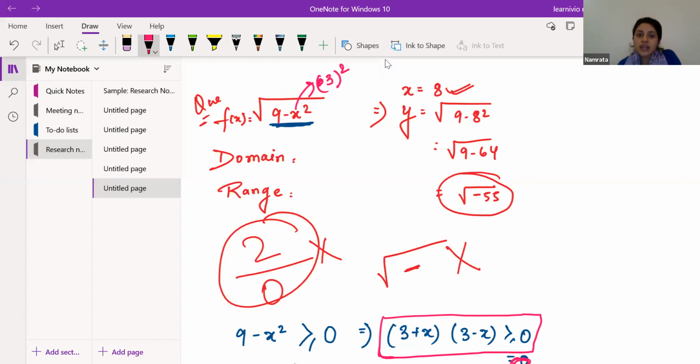So x value can be -3 to 3, any number in between this. So when x value is -3, y value starts with 0. Can you see? When x is -3, y is 0. So can we say y value will be always greater than 0, or it can be 0? Can we say?